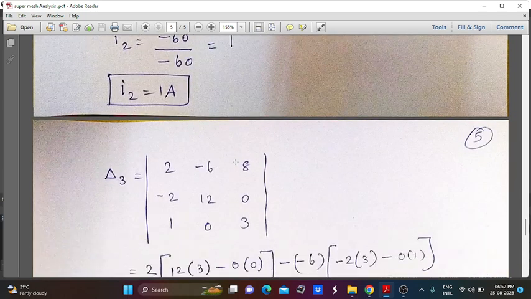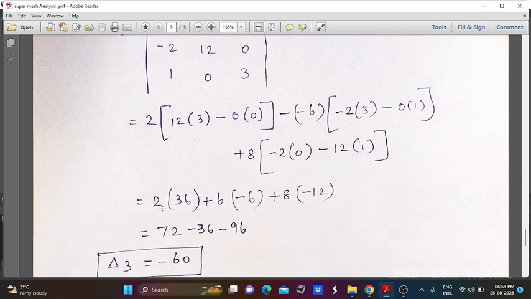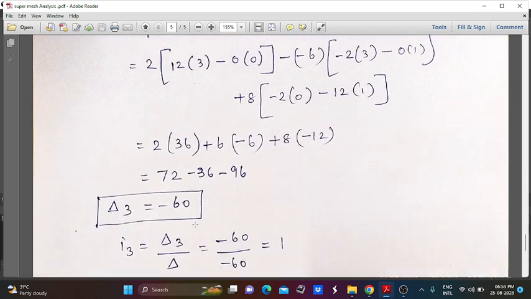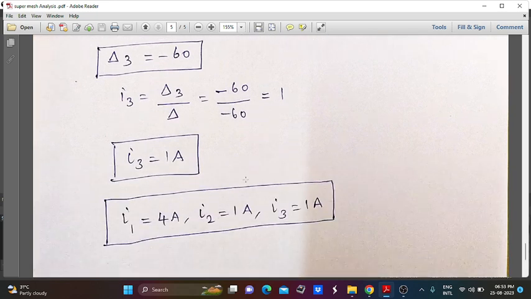Similarly, the same procedure is applied for del 3 also. The last column is replaced by the voltage source values 8, 0, 3, and the first two columns' values are retained as they are. Finally we again get del 3 value equal to minus 60. So I3 equal to del 3 divided by del, which is equal to 1 amp. So from this given circuit, by applying the super mesh analysis concept, finally we determined I1 equal to 4 amps, I2 equal to 1 amp, I3 equal to 1 amp.